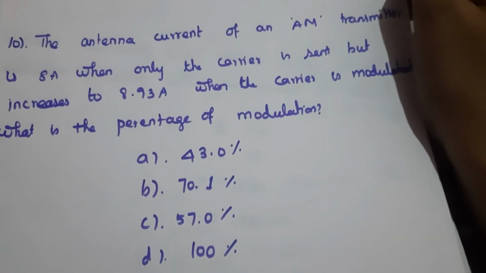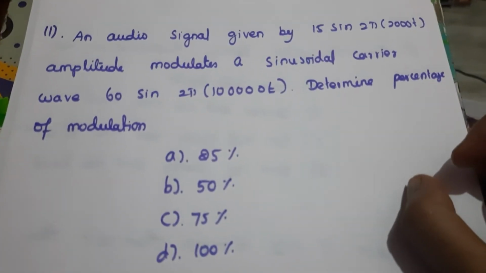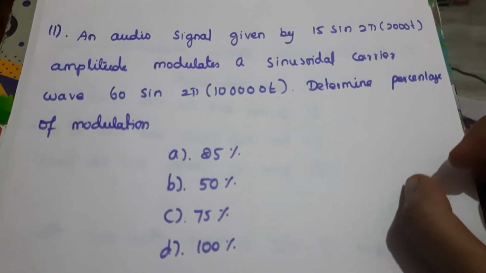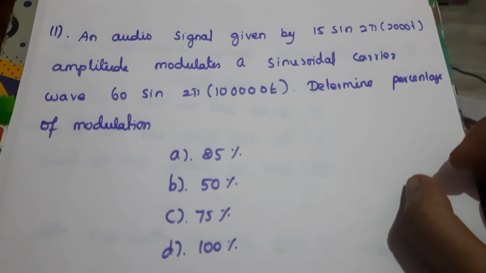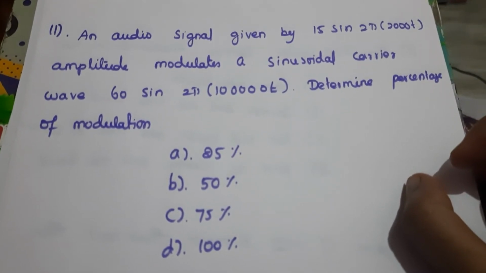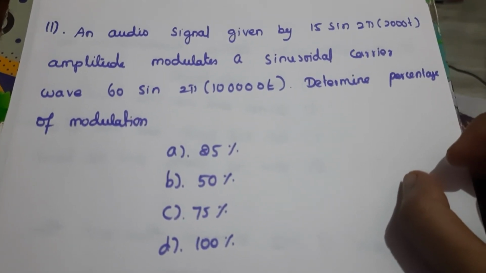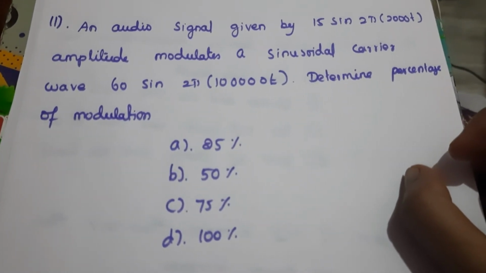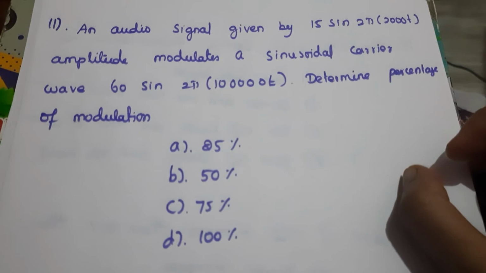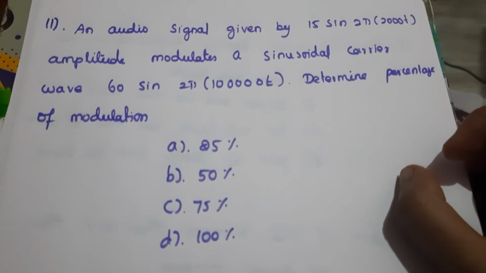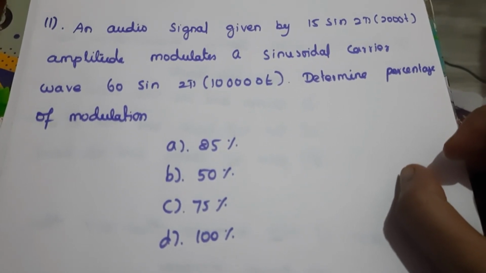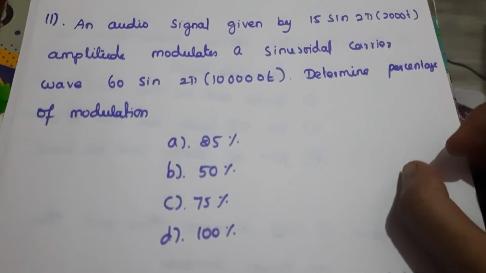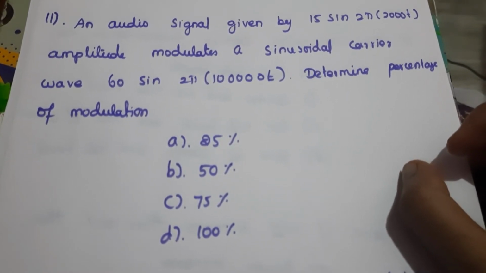Find the correct one. Eleventh question, an audio signal given by 15 sin 2π 2000t amplitude modulates a sinusoidal carrier wave 60 sin 2π 1 lakh t. Determine the percentage of modulation.